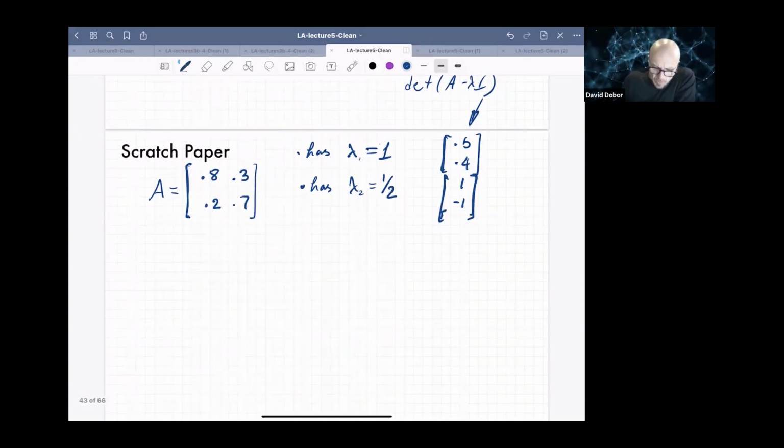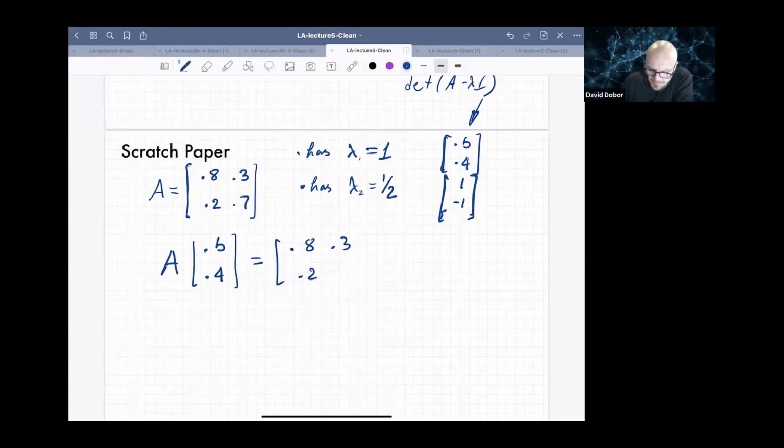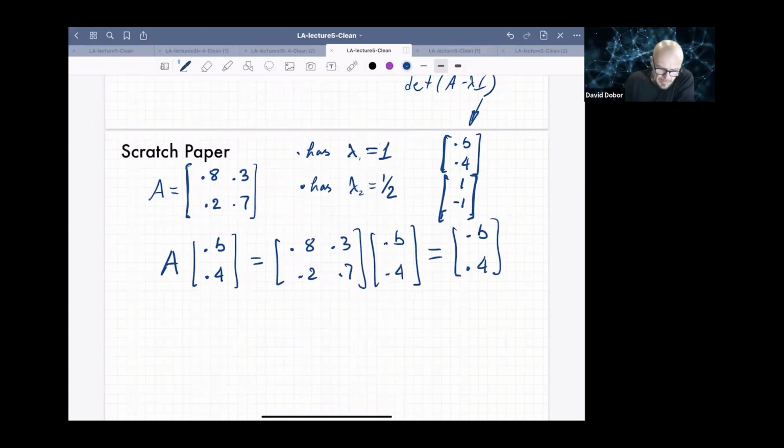Now let's check that A applied to the first one, the one that corresponds to the eigenvalue lambda equals 1, is going to come out on the other end as the same vector. So if you simply multiply this by 0.6, 0.4, you'll get 0.6, 0.4 on the other side. So indeed, that's a check.